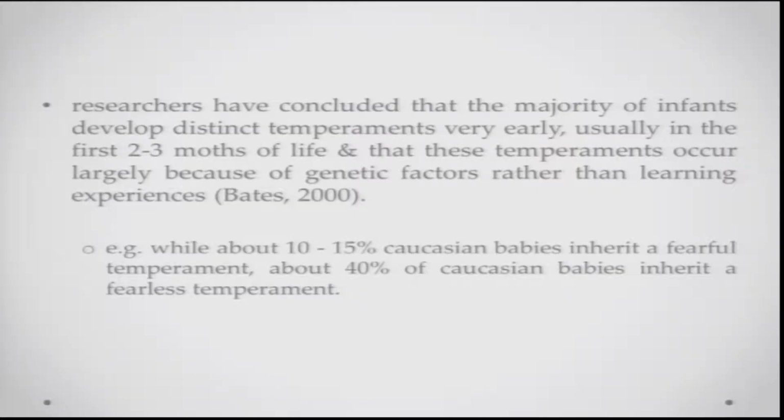Now researchers have concluded that the majority of infants develop distinct temperaments very early, usually in the first 2 to 3 months of life, and that these temperaments occur largely because of genetic factors rather than learning experiences. Because you start talking about temperament even just at the time when the child is born. You can just see and observe that this child is going to be very tricky to handle. This child starts crying as soon as he is separated from his mother. This child is slightly fussy about particular habits.